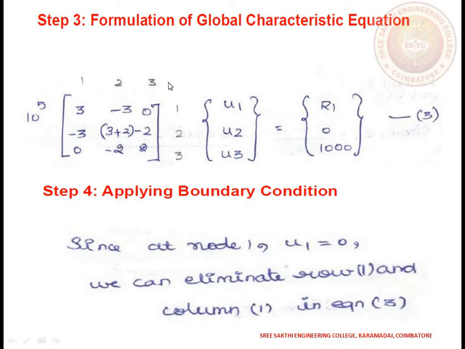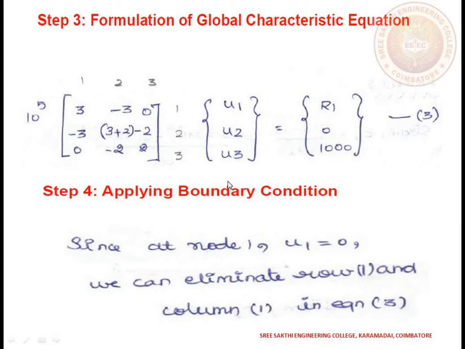Okay, this is how we are going to assemble this global stiffness matrix, right? Or else you can add them diagonally. So the first element and the second element are added diagonally. Then u1, u2 and u3 is equal to R1, 0, then 1000.